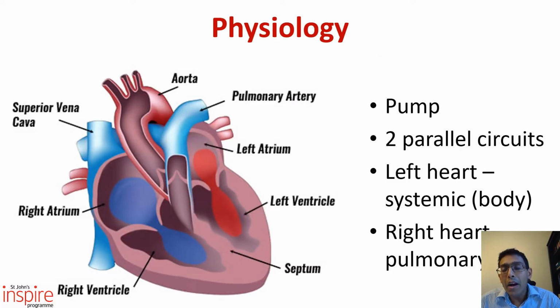When we think about the heart, we can think about the physiology or normal function. The heart is a pump. It has two parallel circuits. The left side of the heart, so the left atrium and the left ventricle, act to receive oxygenated blood coming back from the lungs and pump it to the systemic circulation or the body. The right atrium and right ventricle receive deoxygenated blood coming back from the body and pump it to the lungs.